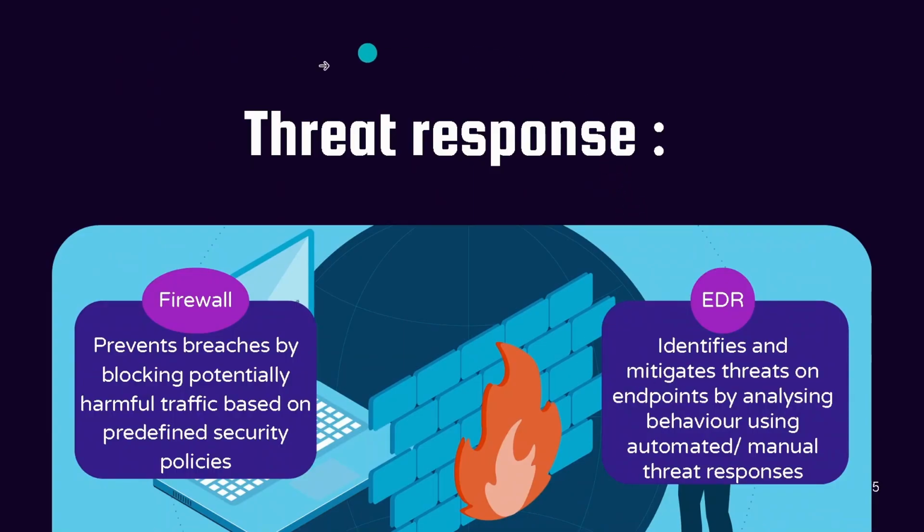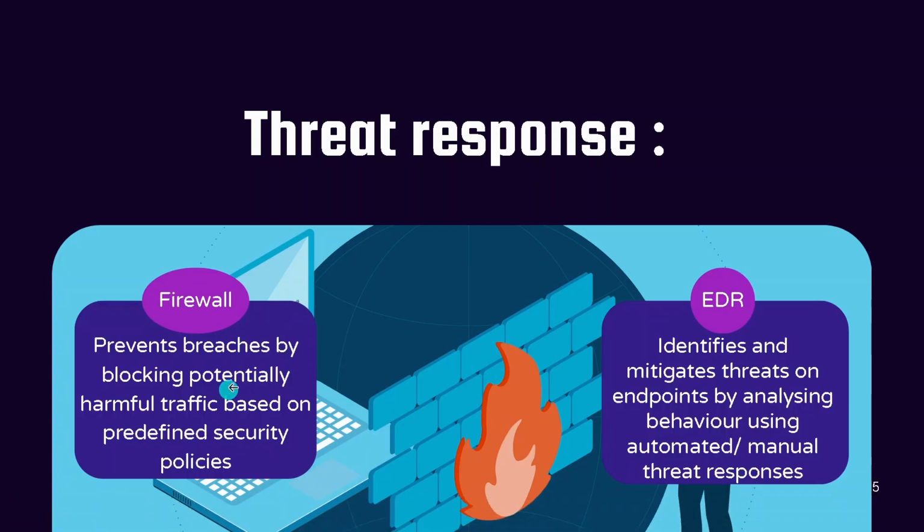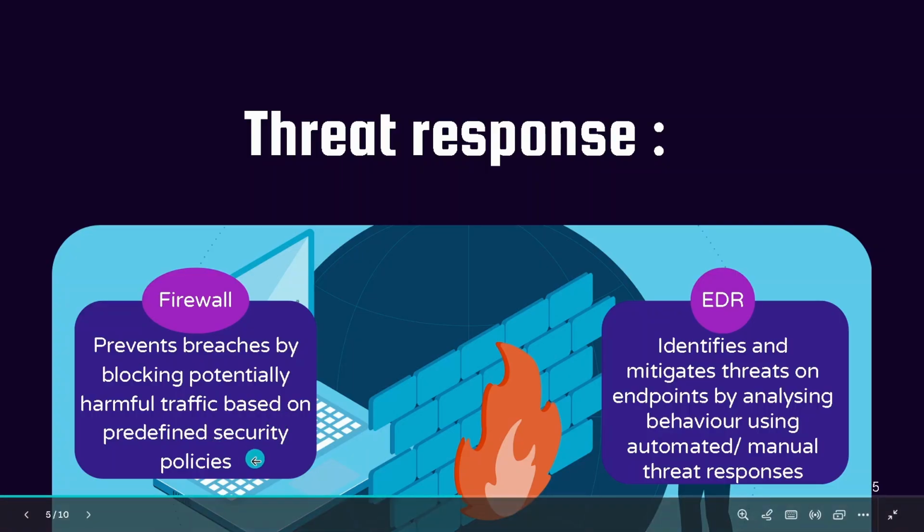Now this is the main thing, the threat response of these two types of solutions. When we say that I have a firewall installed, we refer to what response it gives to incoming threats. So what does a firewall do? It prevents breaches by blocking potentially harmful traffic based on predefined security policies.